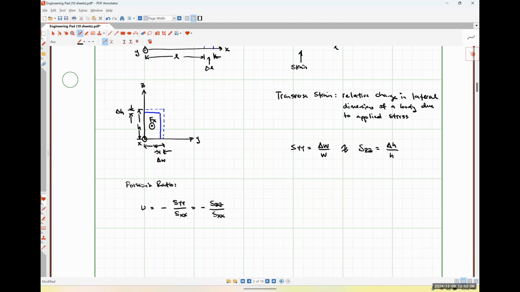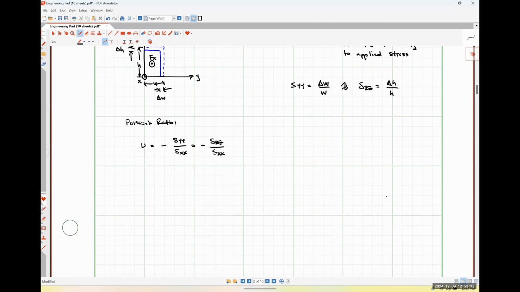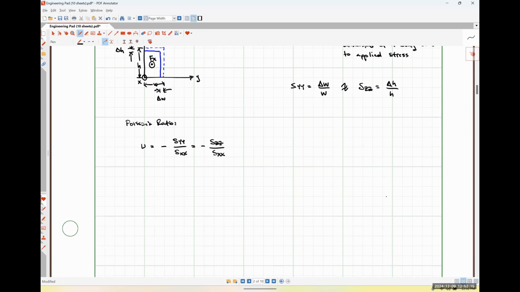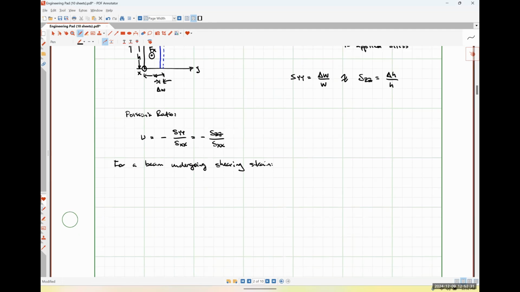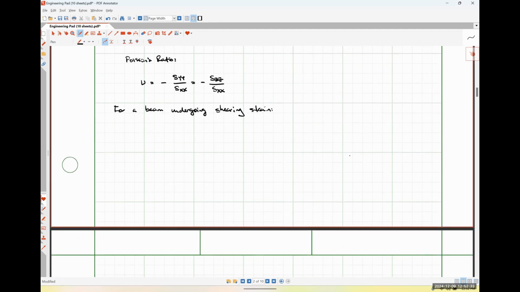So now let's consider a beam undergoing shearing strain. Okay. So we'd have something like this. Once again, a poor picture of a beam.